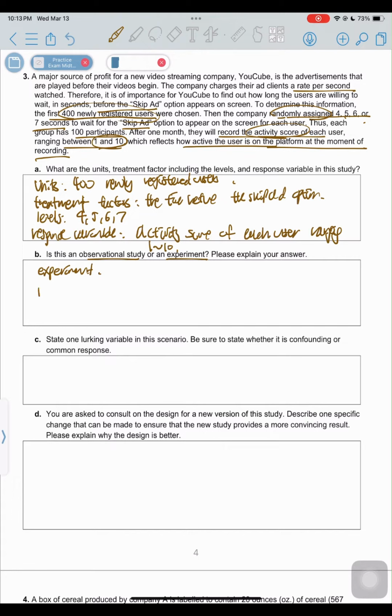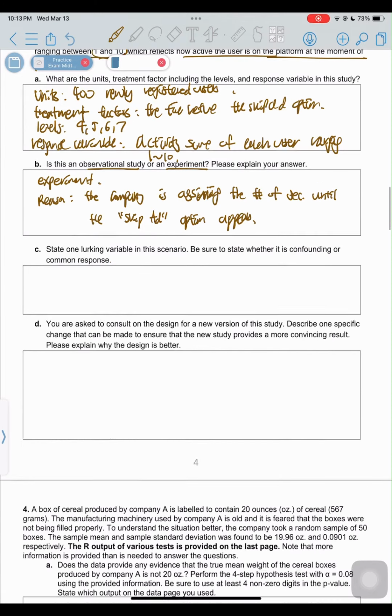So the reason you can say that the company is assigning, my handwriting is not the best, the number of seconds until the skip ad option appears.